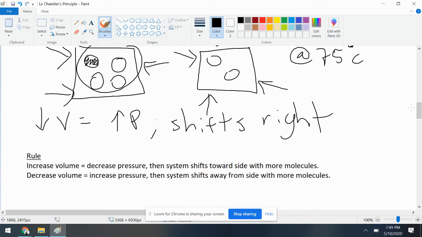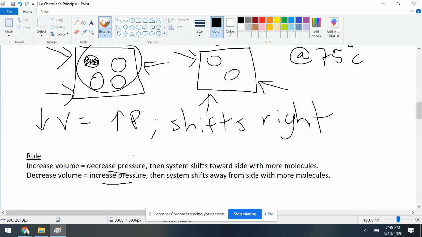Rule of thumb is, here it is: increase in volume. Again, you're decreasing pressure. The system shifts toward the side with more molecules. So think of the opposite. If you decrease volume, you're going to increase pressure, so which means the system shifts away from the side with more molecules. That's what you saw from the example above. So what happens if you have the same amount of molecules, moles on both sides? If you have that, you're going to say there will be no shift to this reaction here because you have the same amount of molecules on each side.